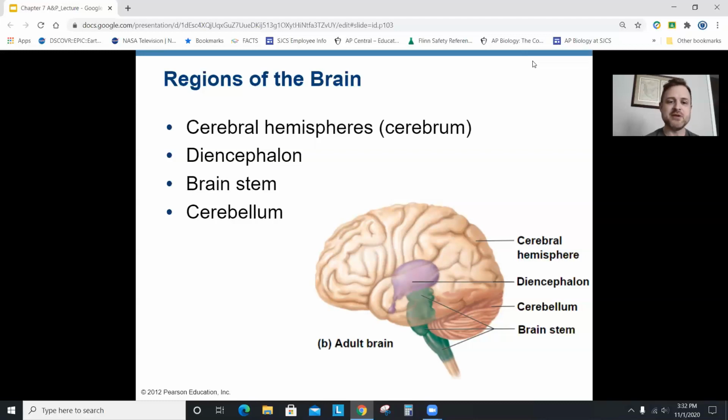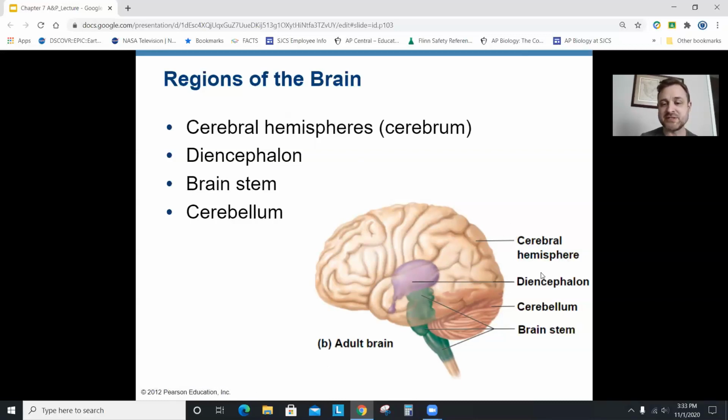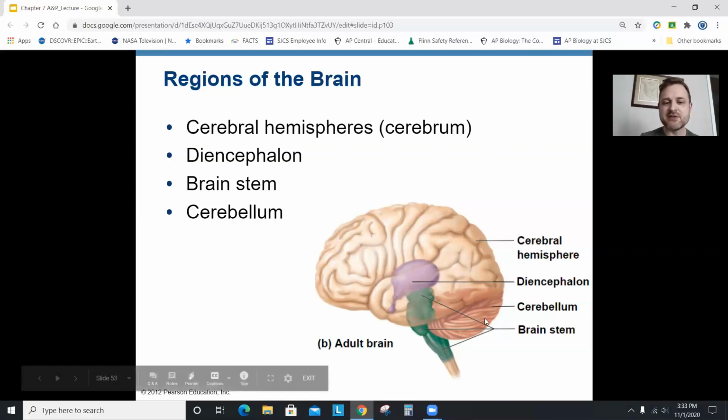So regions of the brain. If you look at this image of the brain, there are four main regions: the cerebral hemispheres, or the cerebrum, the diencephalon, the brainstem, and the cerebellum. Most of the mass of the brain is in the two cerebral hemispheres, which are collectively called the cerebrum. The diencephalon is inside the brain; you'd have to have a cross section to see it. The cerebellum is a cauliflower-shaped structure on the lower back part of the brain, and the brainstem, in this image, is the green part in front of the cerebellum. So let's go through these one at a time.